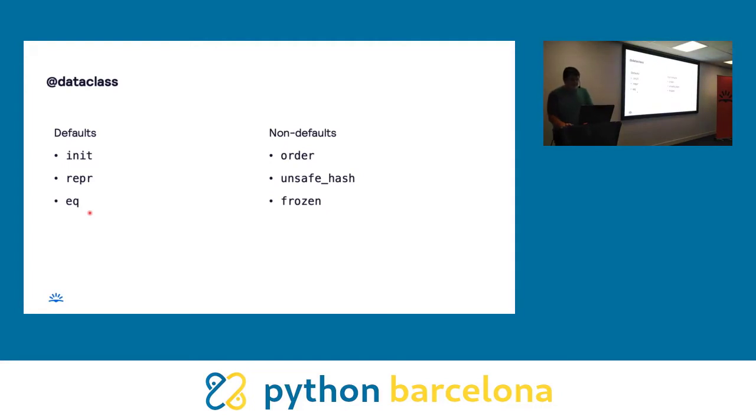The data class decorator can also provide three more methods that are not default, but you can specify them, that are the order, that can be used for sorting lists of objects, unsafe hash, and frozen if you don't want the attributes to be edited.